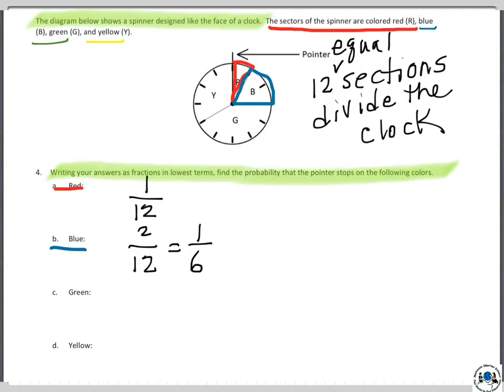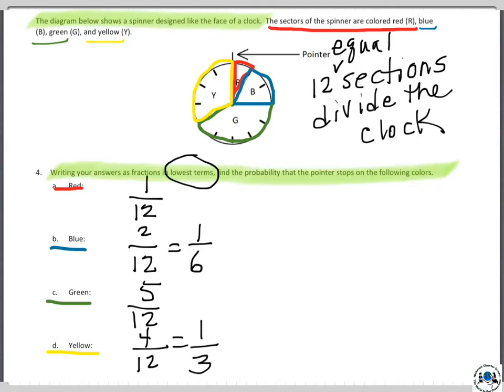Blue, you see there are 2 of those sections out of 12, which is also 1/6 because we are using lowest terms. Green, again, we're looking at 5/12. 5 of those sections are green. Yellow, we have 4/12, which is also 1/3. So here are our answers: 1/12, 1/6, 5/12, 1/3.